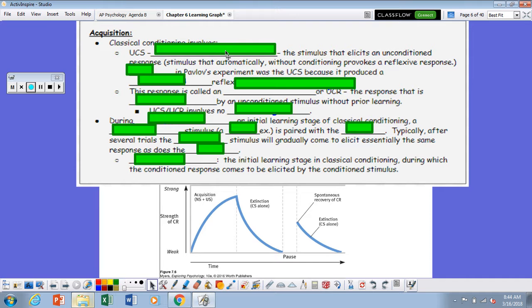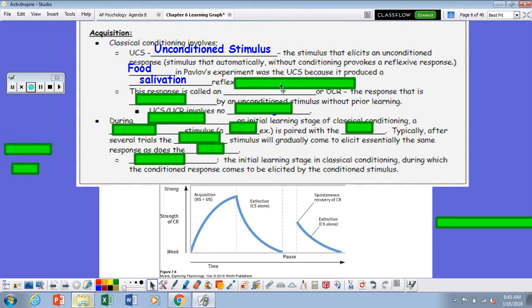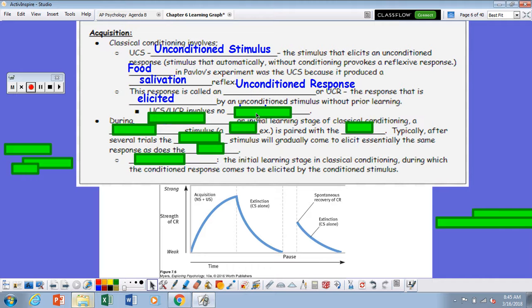So, acquisition. The unconditioned stimulus is the stimulus that elicits an unconditioned response, the stimulus that automatically, without conditioning, provokes a reflexive response. The food in Pavlov's experiment was the unconditioned stimulus because it produced salivation, that reflex. This response is called the unconditioned response, or the UCR, the response that is elicited by an unconditioned stimulus prior to learning. So the unconditioned stimulus and the unconditioned response, the UCS and the UCR, involve no learning.